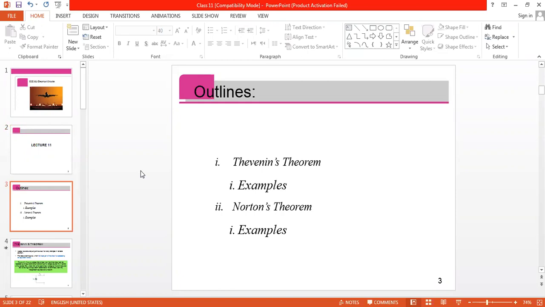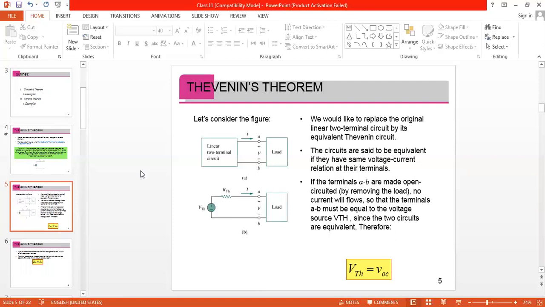In the Thevenin theorem and Norton theorem, all we want to know is how much voltage is being applied to the load. We are not concerned about the other part of the electrical circuit.